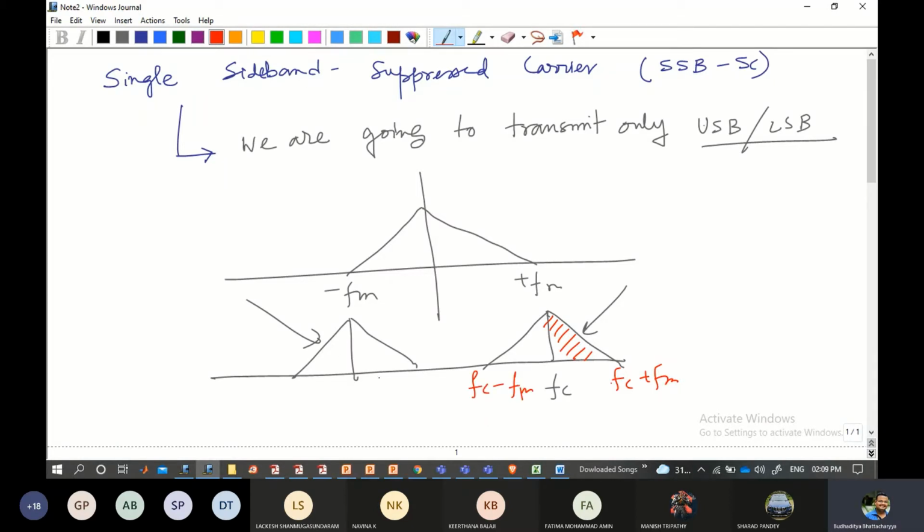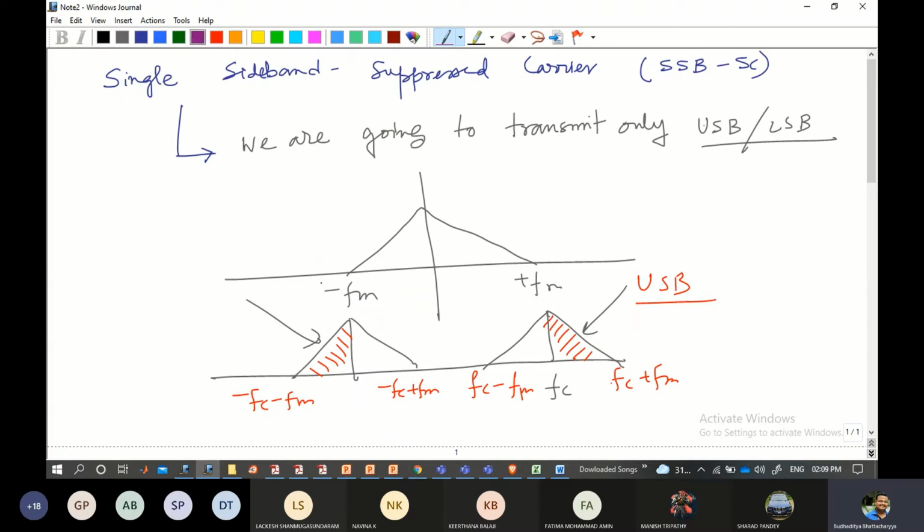All right, and this is also minus FC plus FM, and this is minus FC minus FM. So like this, the structure was in DSBSC also. Now the shaded portion that you are looking at, the red shade, these are basically the USB that we are talking about. That is the only part. Now in DSB, we are sending all these two.